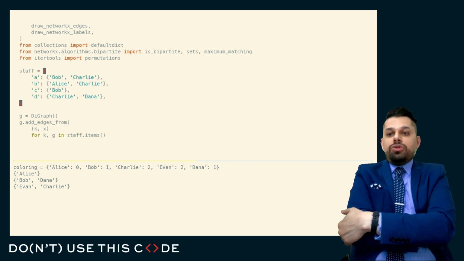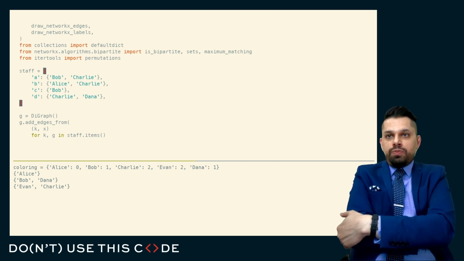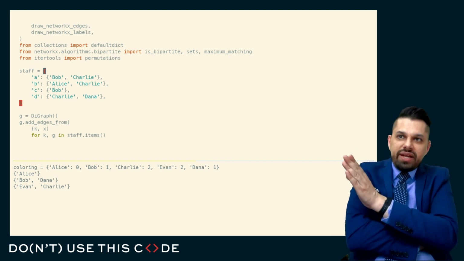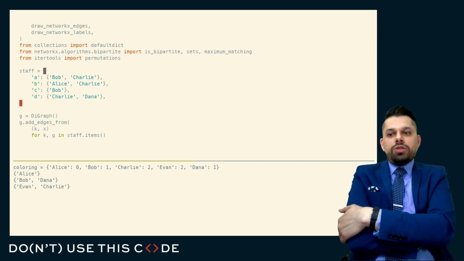Bob and Charlie are happy to do job A, Alice and Charlie are happy to do job B, and Bob's the only one who's willing to do job C. I think that's what he's going to get assigned to doing. And Charlie and Dana are willing to do job D.